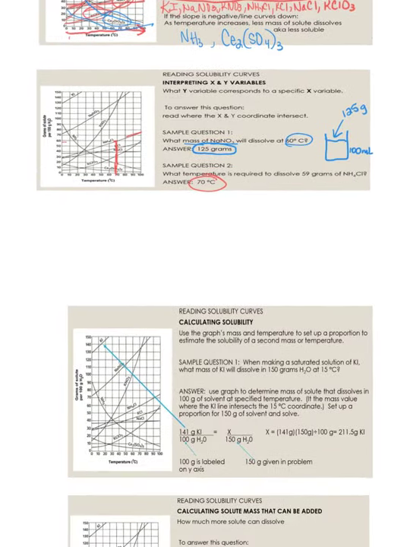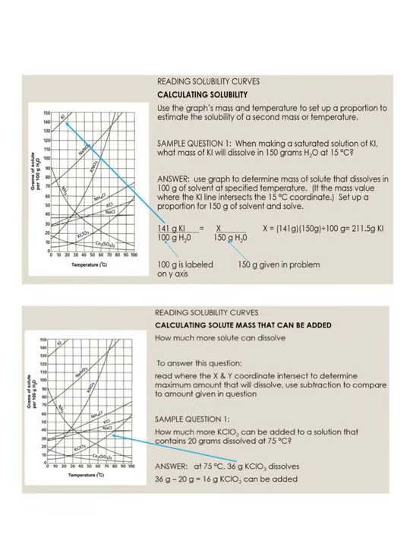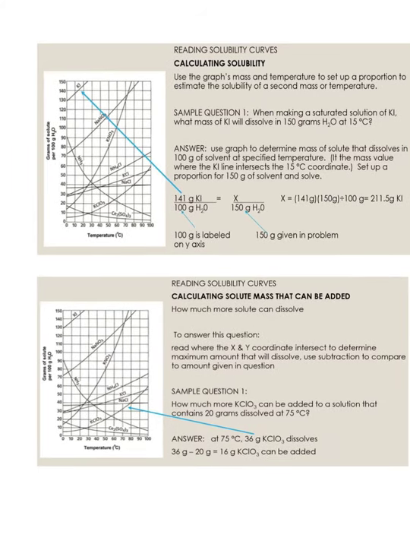Let's go ahead and move to the next solubility curve, calculating solubility. Here you're just using proportions. So not every sample that we want to make is going to be 100 grams, like the graph is set up for. So in this case, they want to know when we're making a saturated solution, how much can we get to dissolve in 150 grams? Well, remember, this is set up for 100 grams.